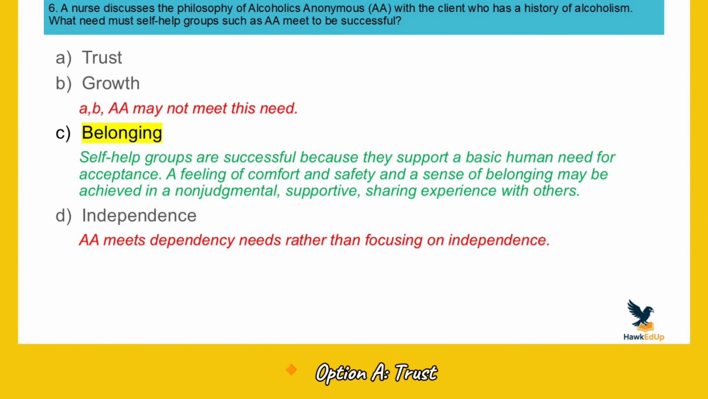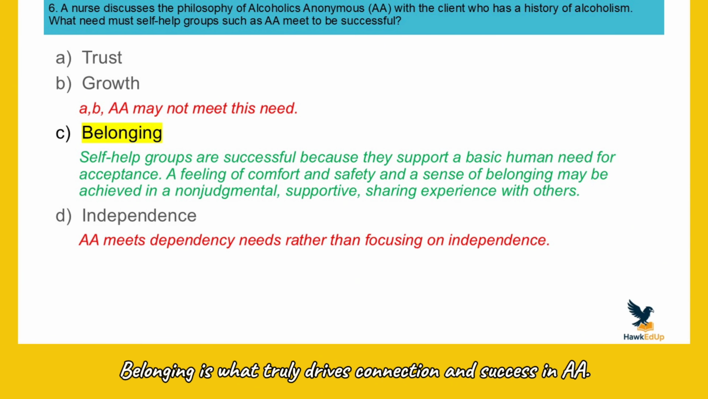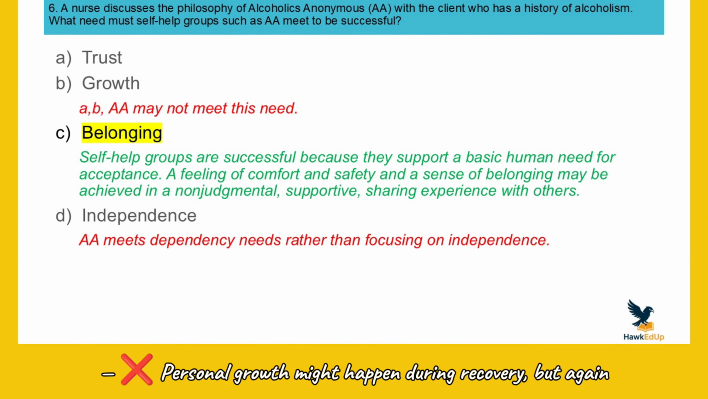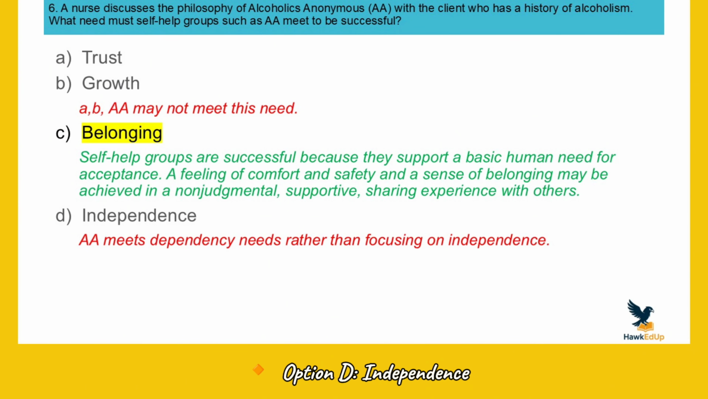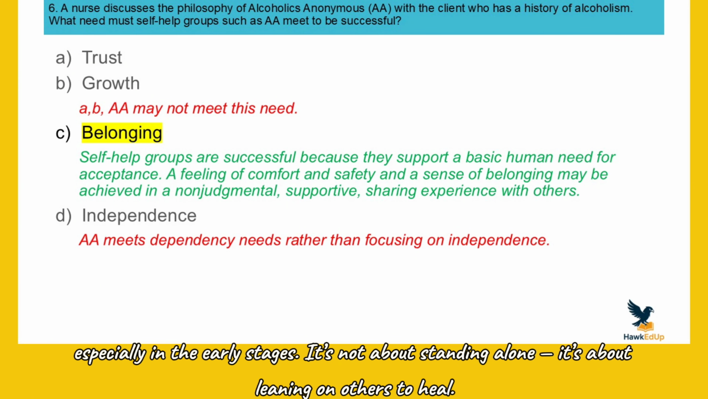Option A. Trust. While trust may develop over time, it's not the main goal. Belonging is what truly drives connection and success in AA. Option B. Growth. Personal growth might happen during recovery, but again, it's not the main function of a support group like AA. It's more about support, not personal development workshops. Option D. Independence. In fact, AA encourages dependence on the group and a higher power. Especially in the early stages, it's not about standing alone. It's about leaning on others to heal.